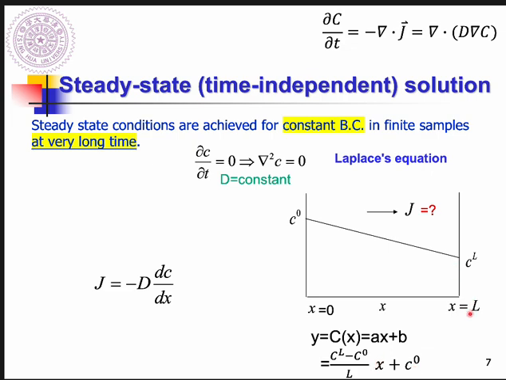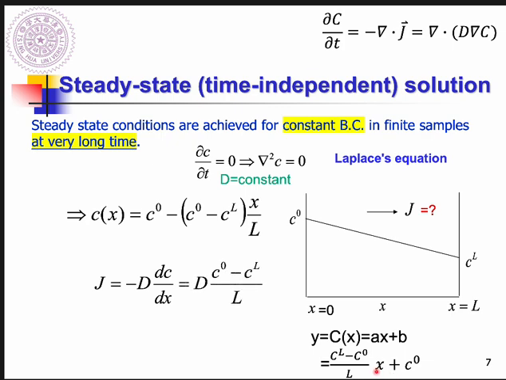And if I put the L here, I also got C equals CL. So this equation works. I don't need to know the flux; I just take the gradient with X, this term, diffusivity times this term. So I got the flux. The flux is a constant flux. Why? Because D is constant, L is constant, and C0 and CL are constant as well. So we got a constant flux.